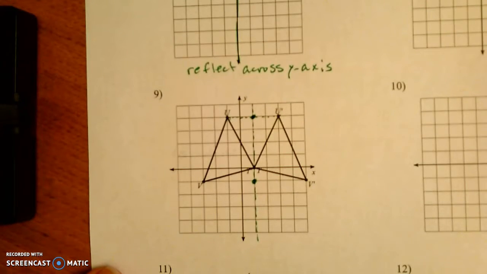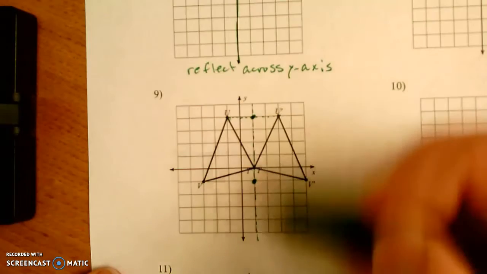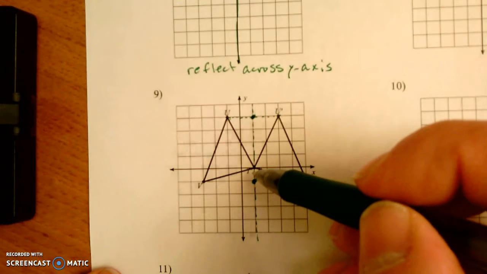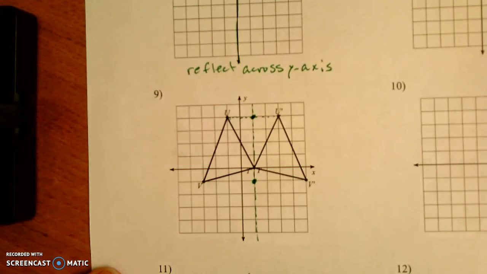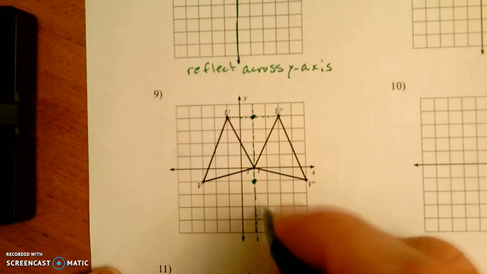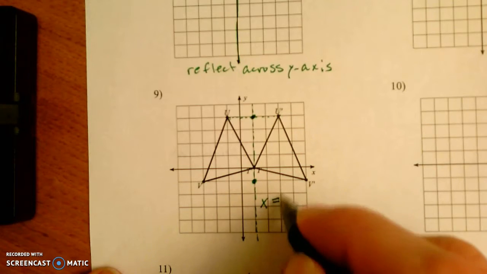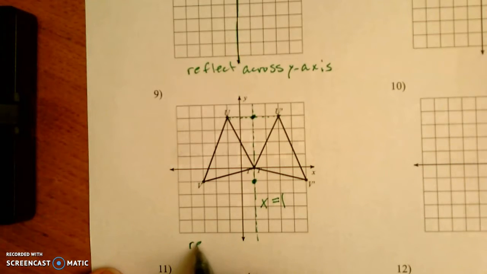And we go back and remember, this is a vertical line that passes through the x-intercept at x equals 1. So this is x equals 1. So the rule is: reflect across x equals 1.